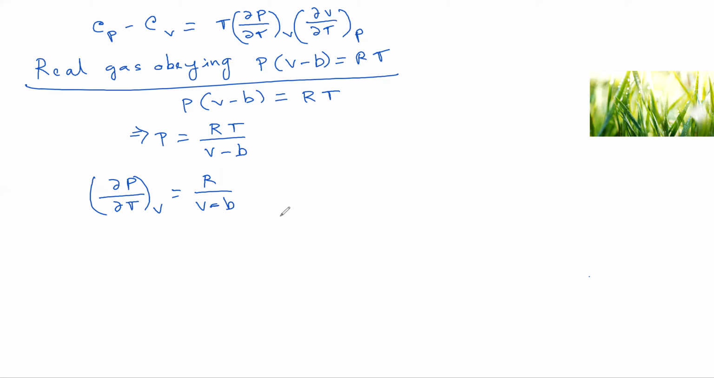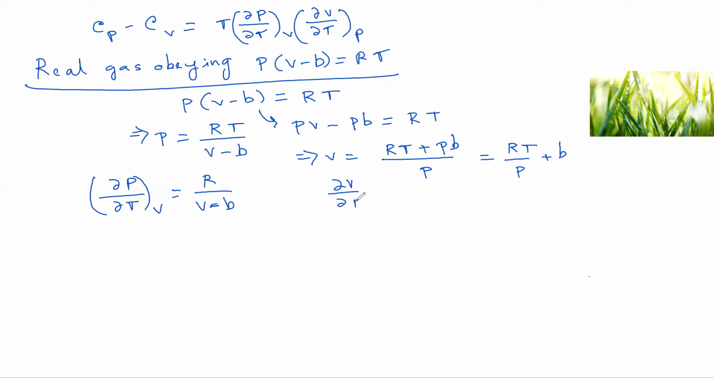Again I can write it: PV minus PB is equal to RT. So what will be V? V is equal to (RT plus PB) divided by P. So this is RT by P plus B. If I differentiate with respect to T at constant pressure, what will this be? R by P, because the derivative of T will be 1 and the differentiation of the constant is 0. So we have got both of these.